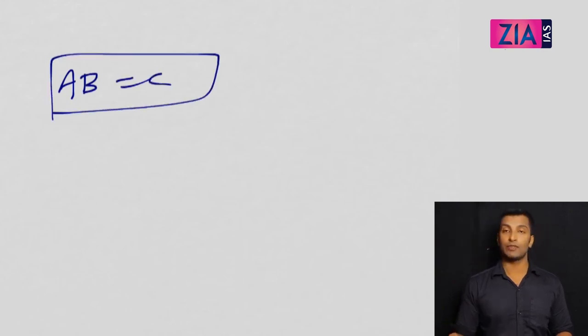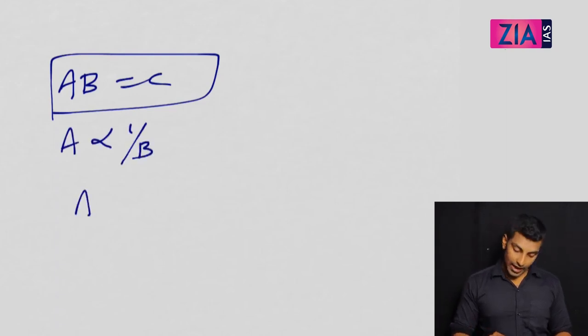But you just need to know that if you can write anything in the form A into B equal to C, see here, A is inversely proportional to B. That means A increases, B decreases when C is constant.